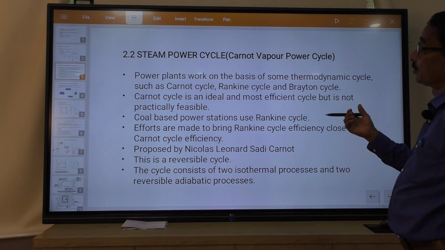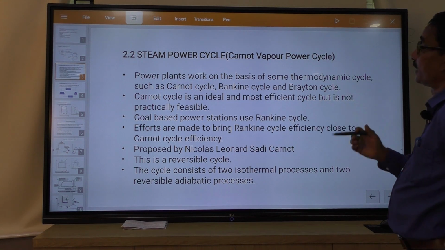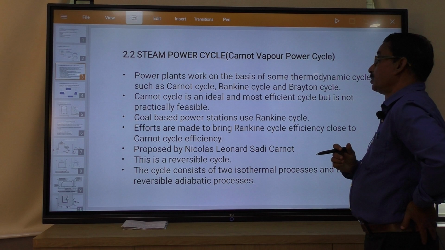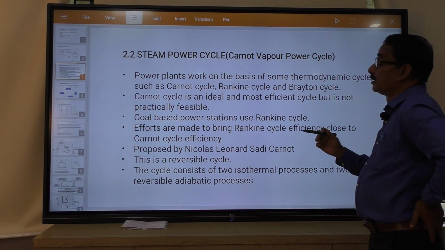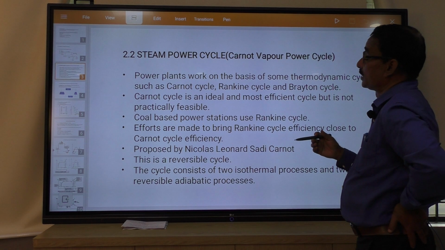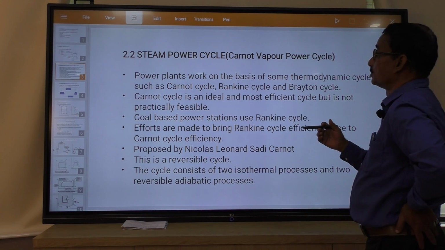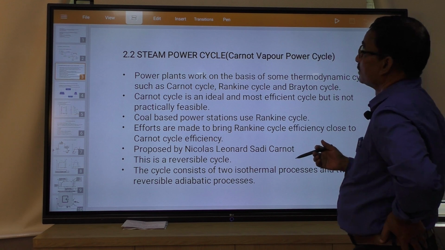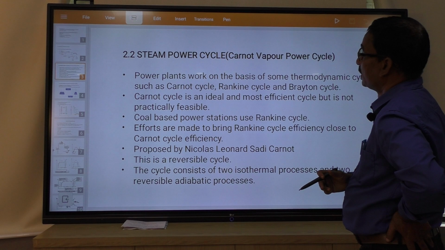Fluid, liquid and vapor, which is impossible. That means the pump only handles your liquid only, but in Carnot cycle, as shown in the diagram, I will show you that it handles wet steam, which is not possible. Therefore, that part is modified in Rankine cycle.